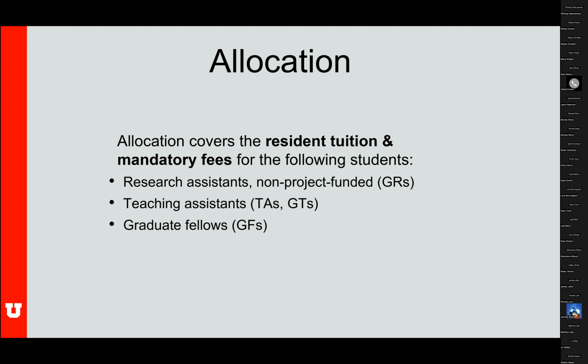Now, this is what allocation covers. Allocation covers resident tuition and mandatory fees for the following students. We have our research assistants, who are GRs. We have our teaching assistants, TAs and GTs, and graduate fellows. These 4 types of students are going to pull from your allocation amount. As you're entering those students, you will see your allocation numbers adjust accordingly.